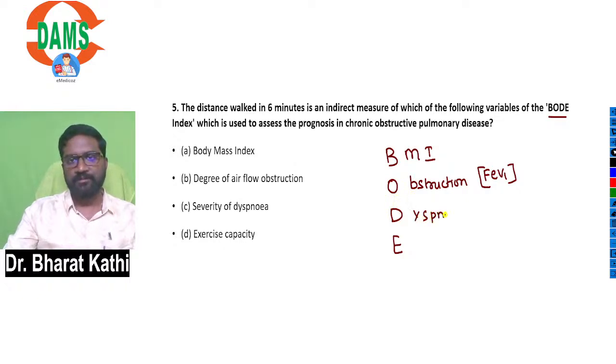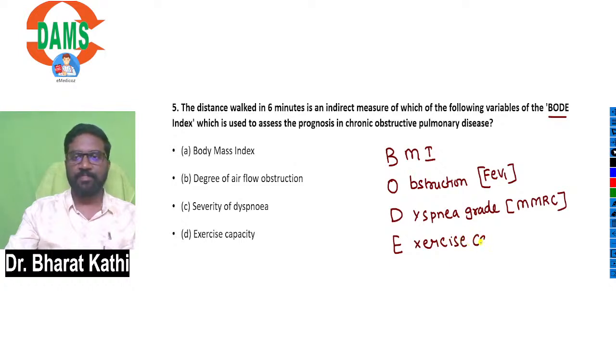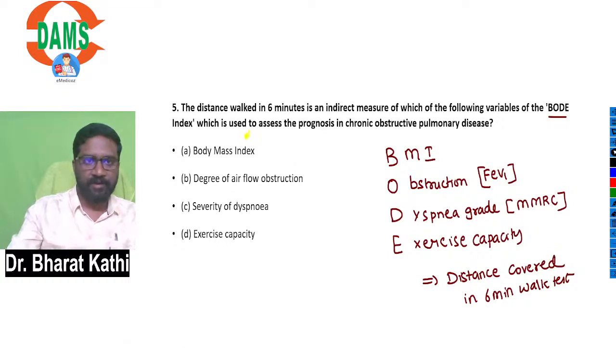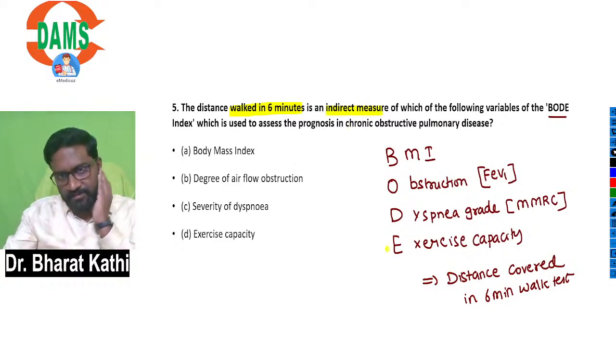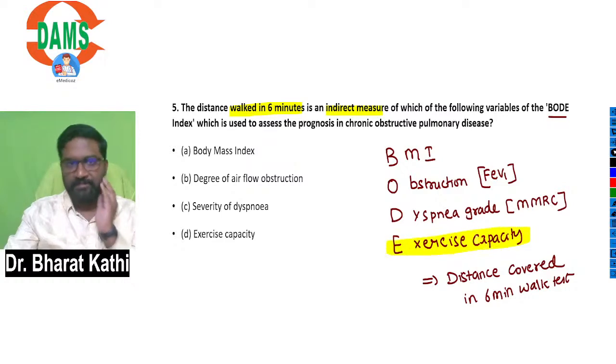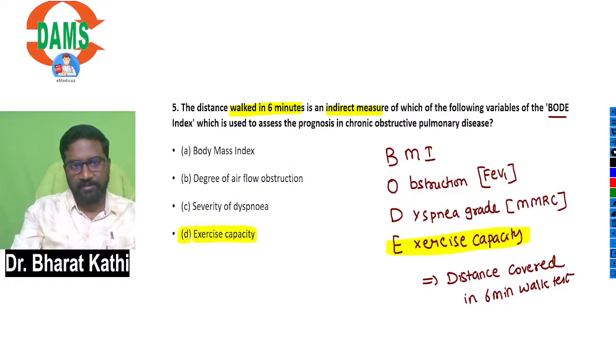D stands for dyspnea grade. This can be known by Modified Medical Research Council scale. And E stands for exercise capacity. This exercise capacity can be known by distance covered in 6-minute walk test. So observe here, students, they have asked the distance covered in 6 minutes is indirect measure of which variable. So this is exercise capacity. When they say 6-minute walk test, it indicates exercise capacity.